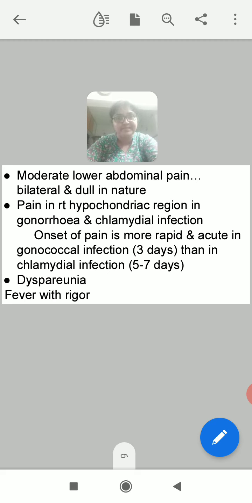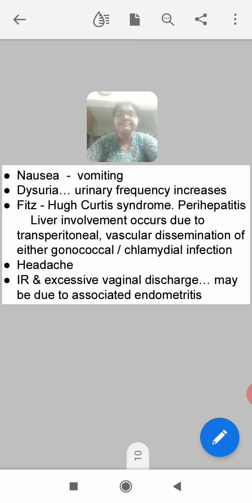Then one more symptom is dyspareunia, fever with rigor, that is also one of the symptoms of salpingitis. I forgot to put a bullet here. Nausea, vomiting, dysuria, or you may find urinary frequency increases.